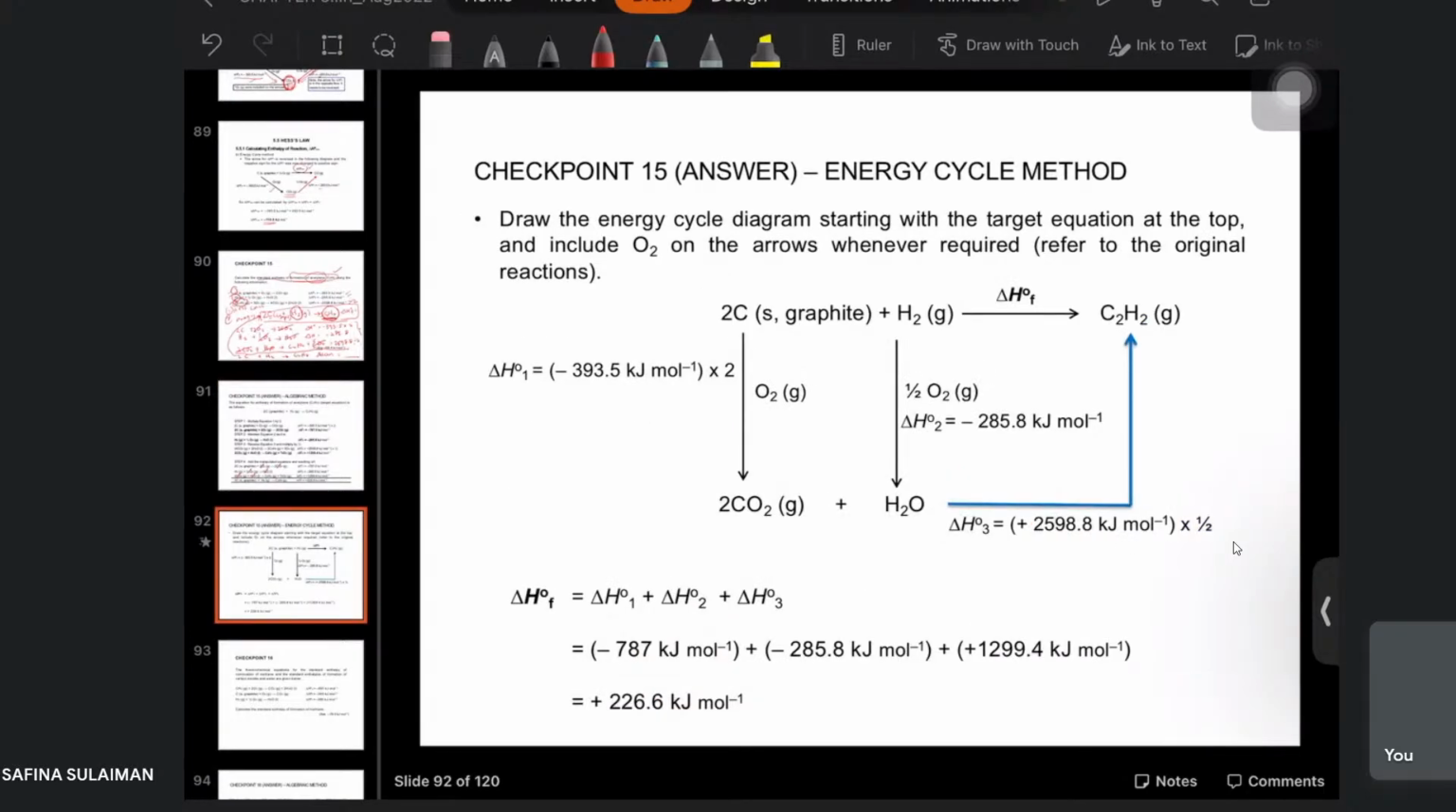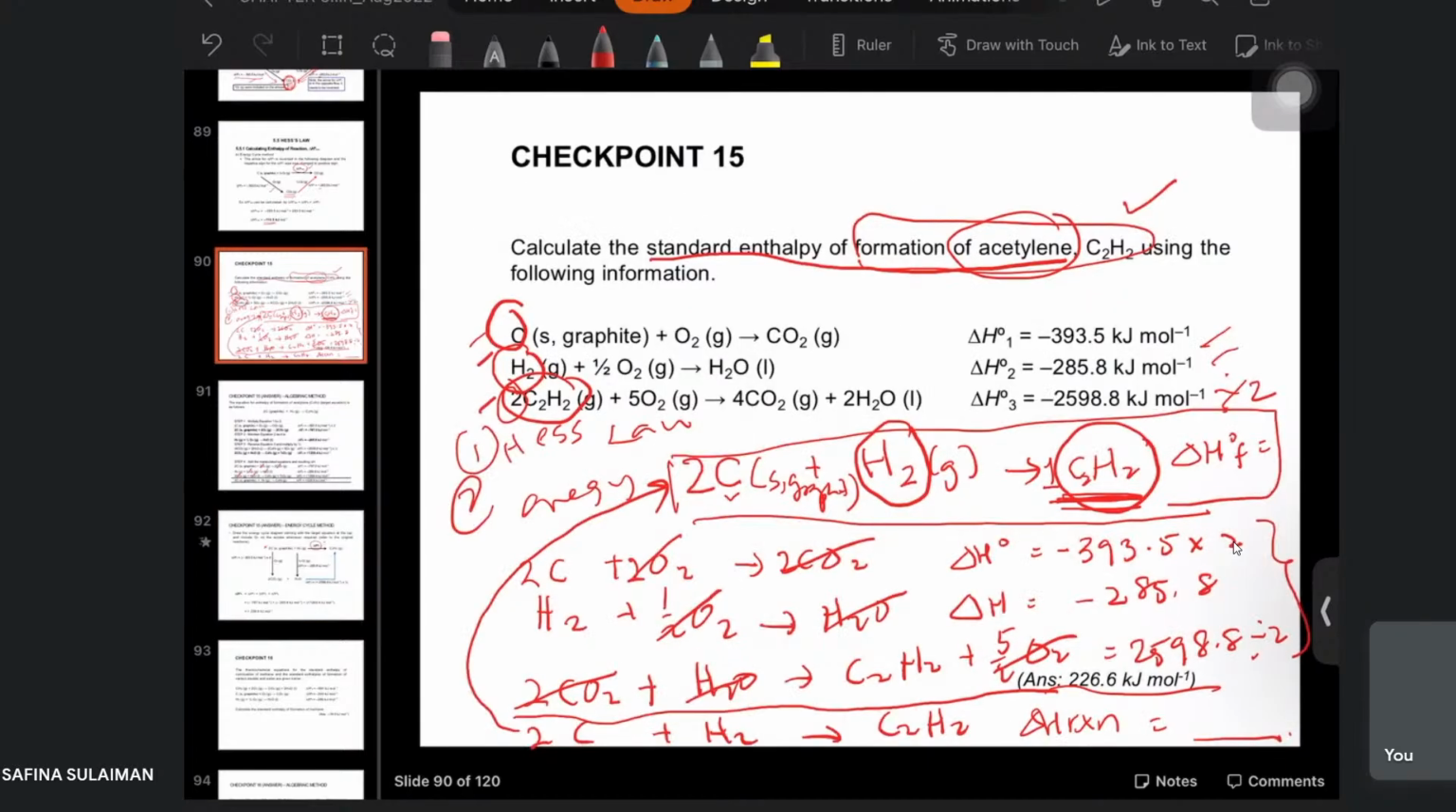Energy cycle method. So macam mana? Okay, so this is our target equation. 2C plus H2 produce C2H2. Kita H0 formation ni berapa? Tak tahu, kita nak kira. Okay, so based on the first equation, you ada 2C okay plus O2 produce CO2. Okay, yang mana you alter tadi, nampak tak yang ni? Yang the first one tadi ni kan? Yang you darabkan dengan 2 tadi tu.